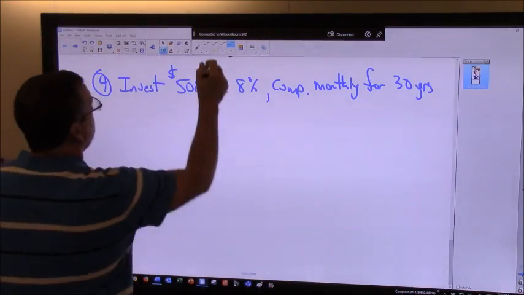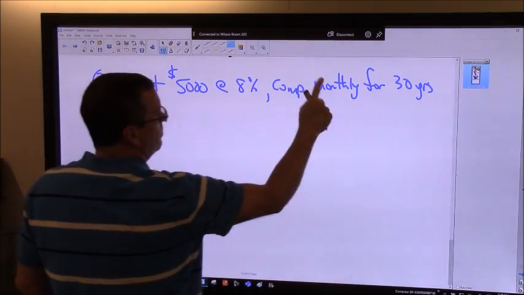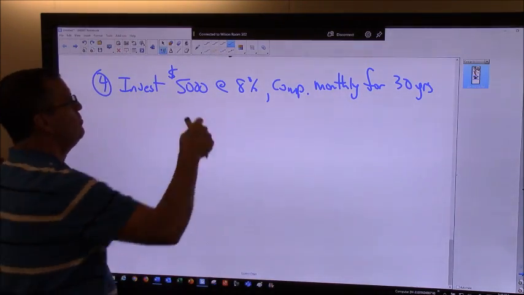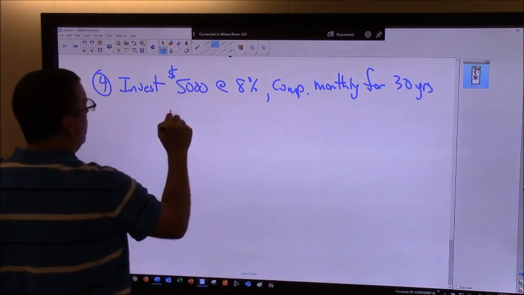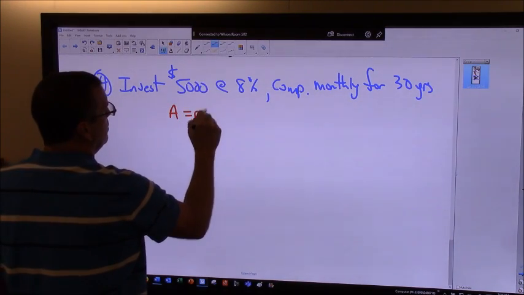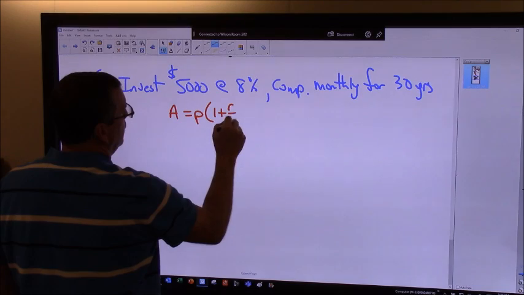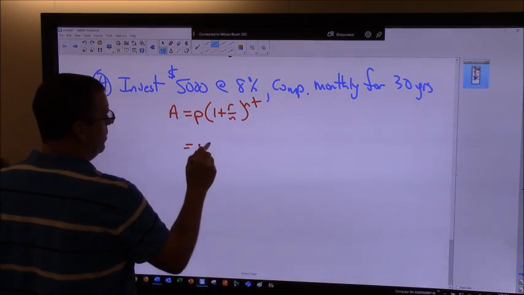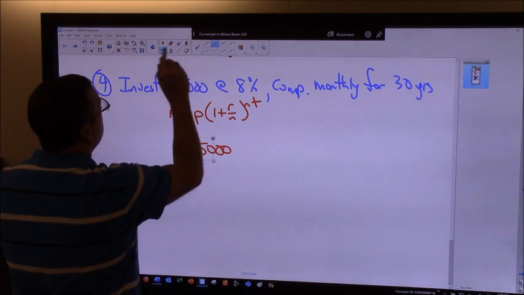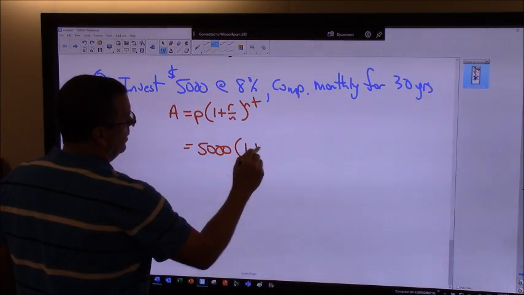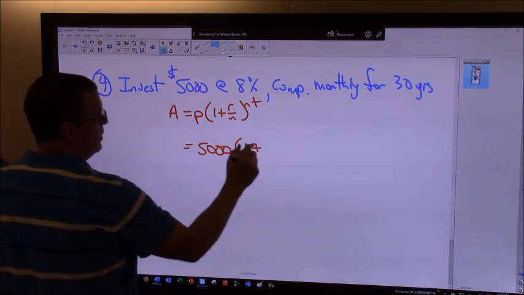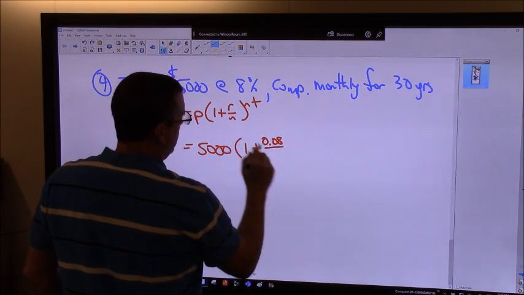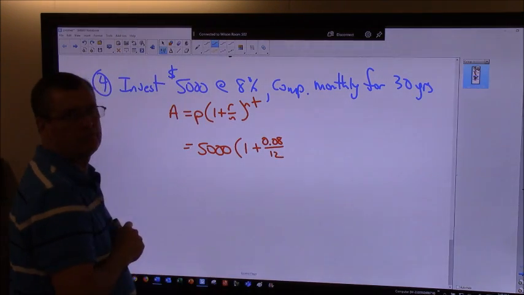All right, so that means I'm compounding monthly, which means 12 times a year. That's not continuously. So I need to use the first formula. So A is going to equal P times (1 plus R over N) raised to the NT. So that's my $5,000 times 1 plus 8%, that's 0.08 divided by N, which is 12 times a year.